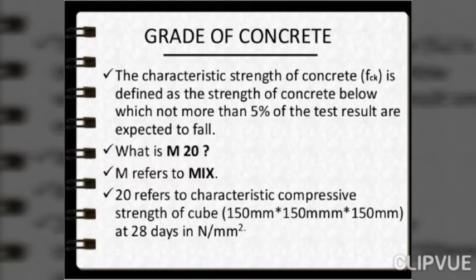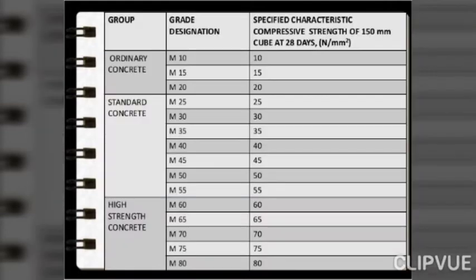Grade of concrete. The characteristic strength of concrete, FCK, is defined as the strength of concrete below which not more than 5% of the test results are expected to fall. What is M20? M refers to the word mix. 20 refers to characteristic compressive strength of the cube of dimension 150 mm by 150 mm by 150 mm at the end of 28 days, of unit Newton per mm square.